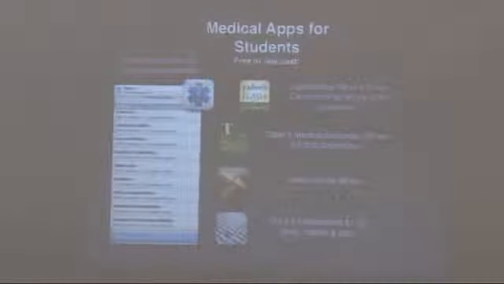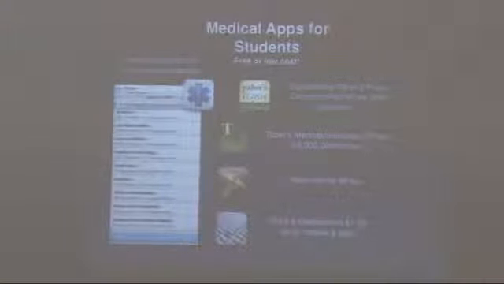Then there's a whole series of apps that help you study for exams, like flashcards. The top one there is Taber's flashcards. It has a name or a drug or a disease process, and you've got to try and guess what that's about. If you can't guess, you tap the card, it flips around and gives you a definition on the back.